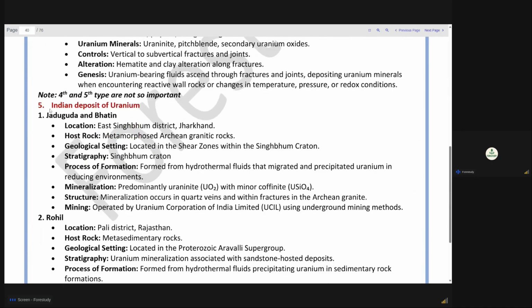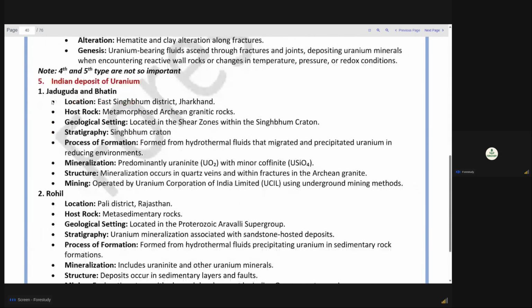So now we'll talk about Indian deposits of uranium. So we have Jadugoda and Bhatin. Okay, so uranium deposits of Jadugoda and Bhatin. The location is East Singhbhum district, Jharkhand. Host rocks are metamorphosed Archean granitic rocks. Okay, Archean rocks are there. Geological setting: located in the shear zones within the Singhbhum Craton.